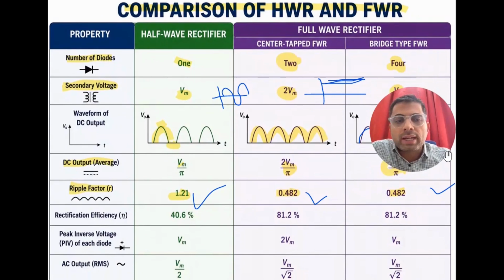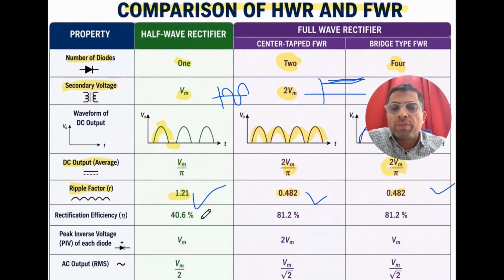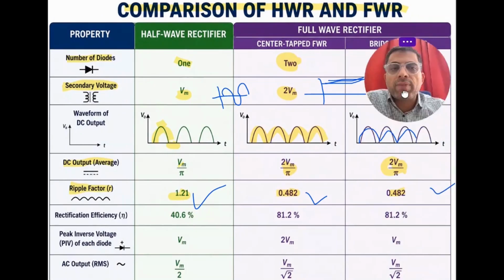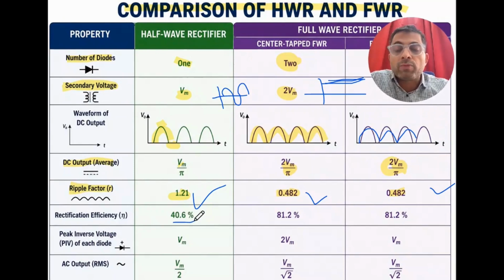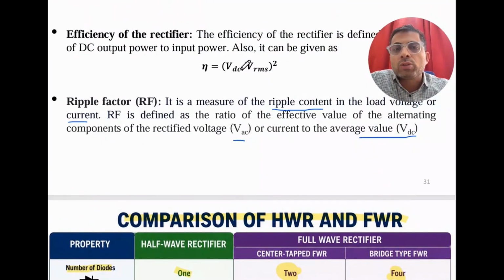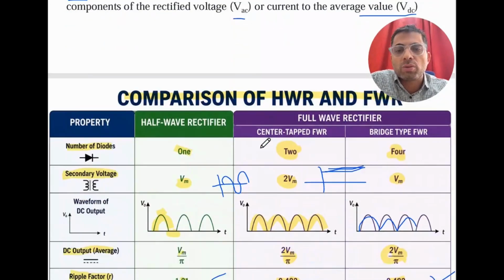Now, what is rectification efficiency? So efficiency of half wave rectifier is what? 40.6%, 81.2 and 81.2. Now what is efficiency, कैसे निकालते हैं? So efficiency का formula VDC, that is output DC voltage, divided by root mean square voltage का square. This is your efficiency of the rectifier.